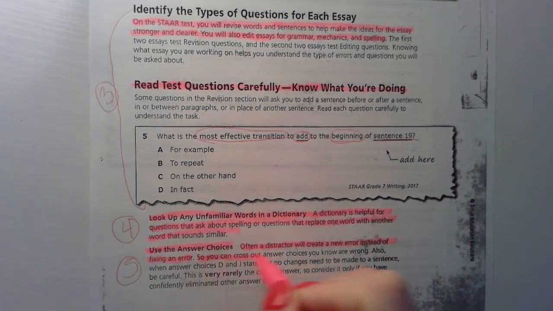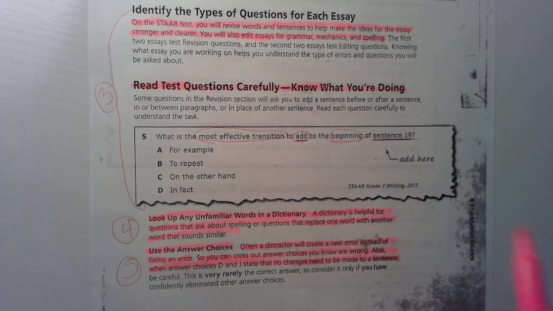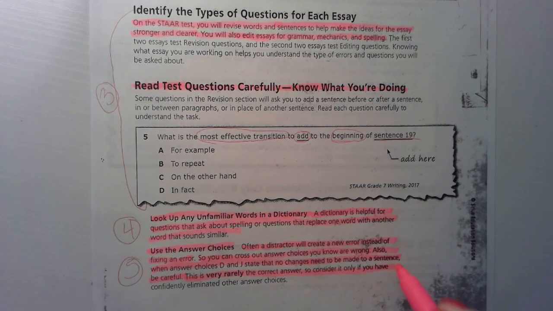So you can toss out answer choices that you know are wrong. Also, when answer choice D is "no change," this is very important. I made this point very clear in class yesterday. When answer choices D and J state that no changes need to be made to a sentence, be careful. This is very rarely the correct answer.